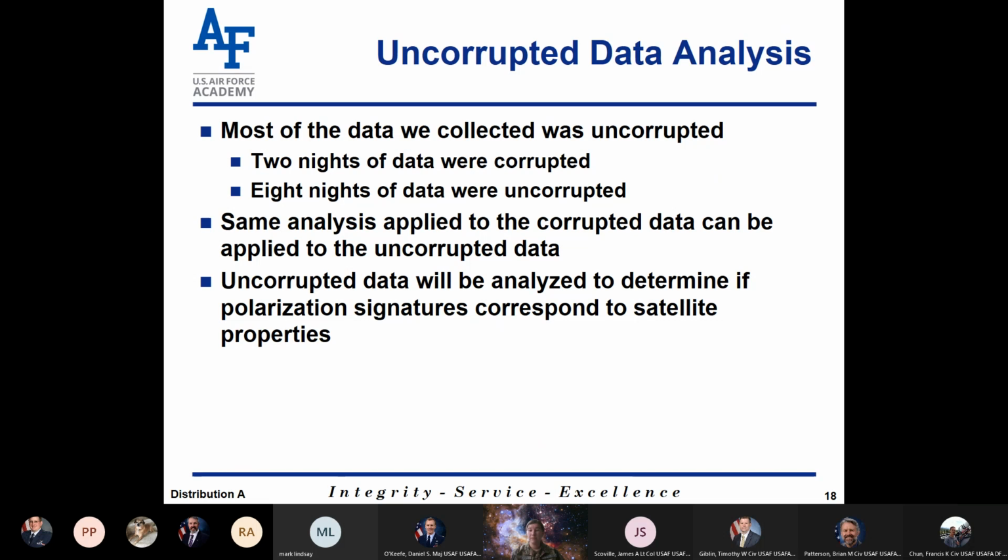So now I'm going to go a little bit into the uncorrupted data. Analyzing the corrupted data is what I spent most of last semester on because it was really important to be able to distinguish between corrupted and uncorrupted data before we started analyzing the data thoroughly. My current project is starting to analyze the uncorrupted data. Most of the data that we collected was uncorrupted, and this is the data that we put through the same analysis as our corrupted data in order to test to see if it was corrupted.